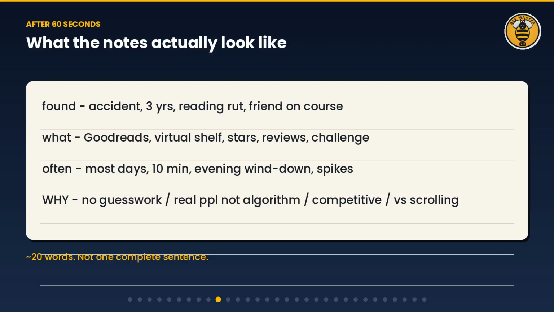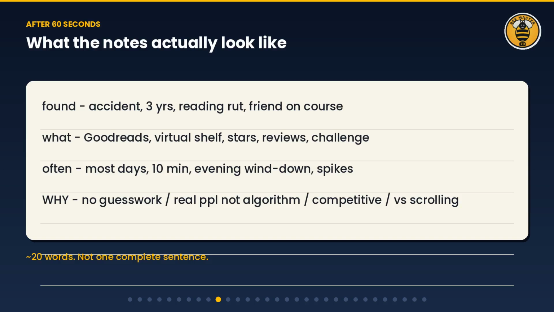This is what her actual page of notes looks like after 60 seconds. 20 or so words in total. Nothing here is a sentence. Every line is a trigger for something she already knows how to say. Here is the full answer, in 4 parts.